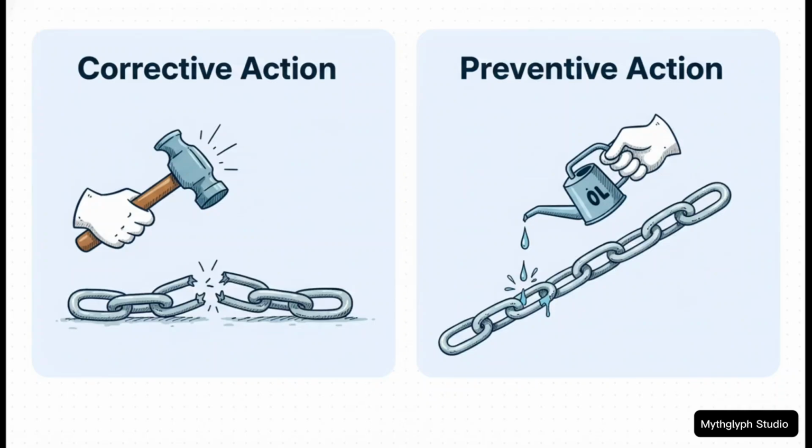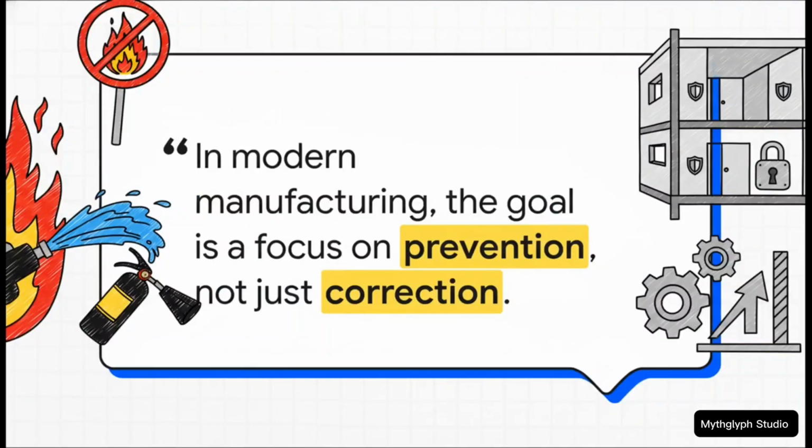A problem has already occurred, and our job is to fix it. So, repairing that broken machine, that's a corrective action. But then, on the other hand, you have preventive actions. And these are proactive. They are designed to stop problems from ever even happening. Remember that maintenance schedule we talked about earlier? That's a preventive action. It ensures the pump never fails again for that same reason.